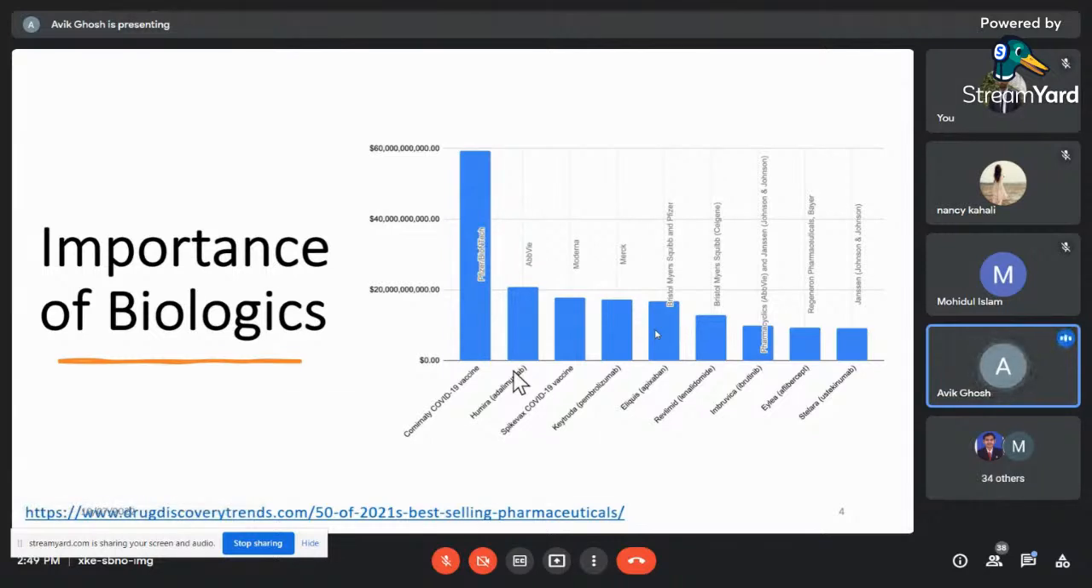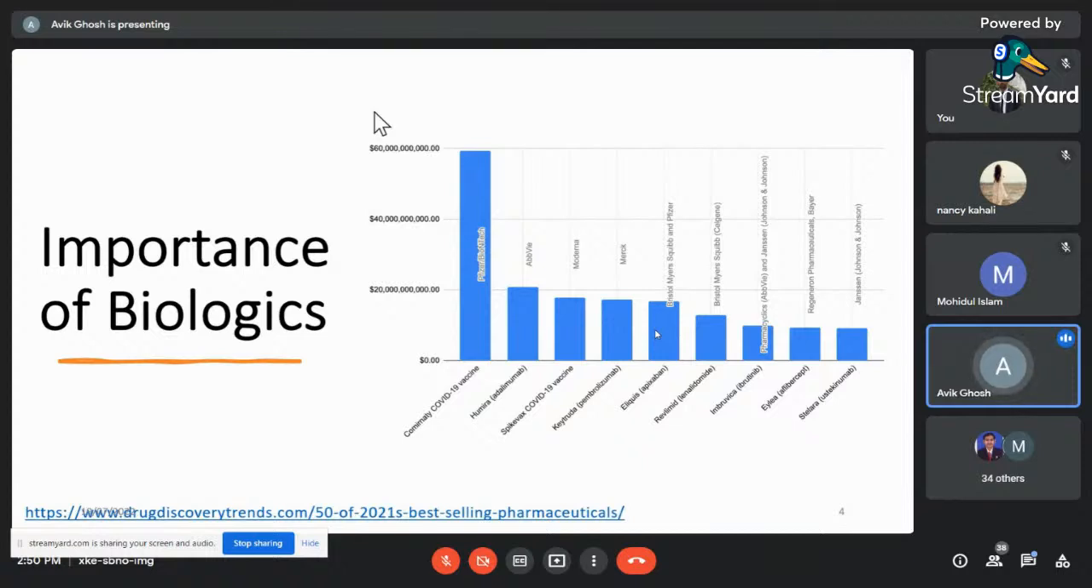Most of the biosimilars in the market right now are more or less 30 to 50%, maybe even 70% less costly than the originator biologics in the market. Okay. So considering all this, the need for biosimilars has become a very important factor in the industry now.